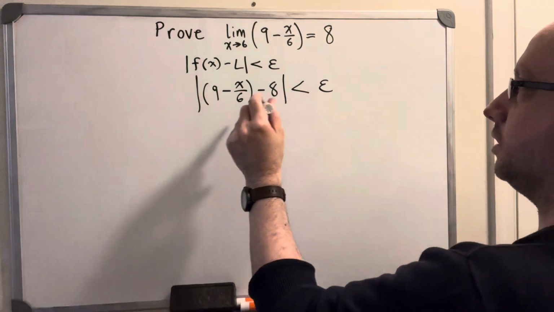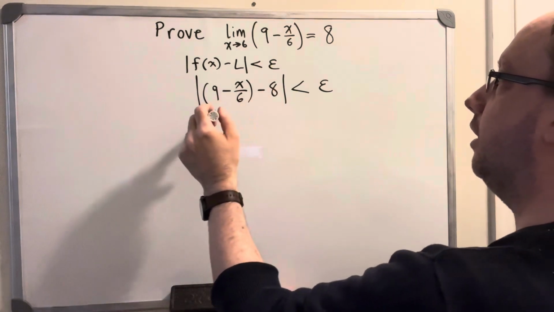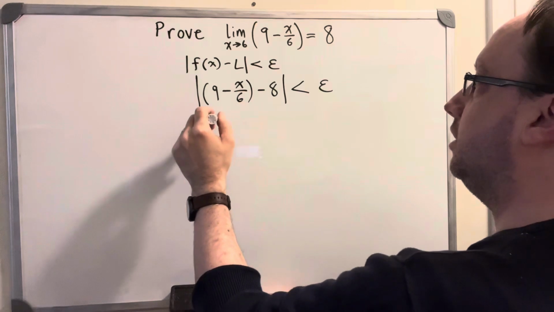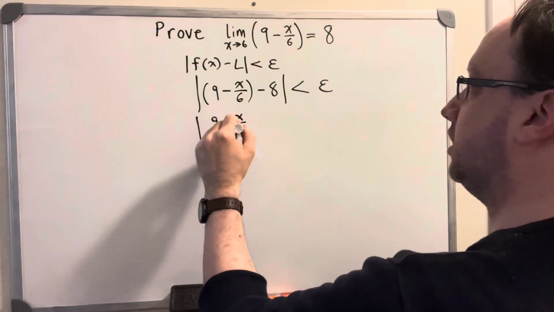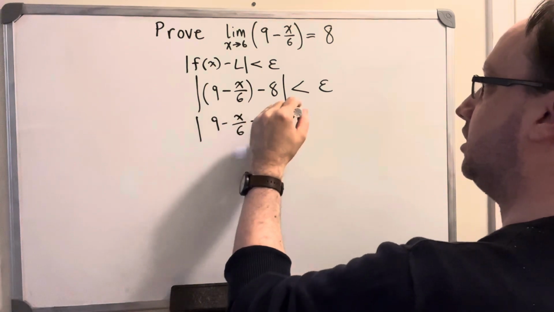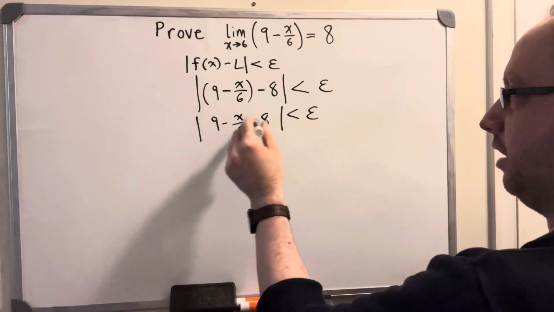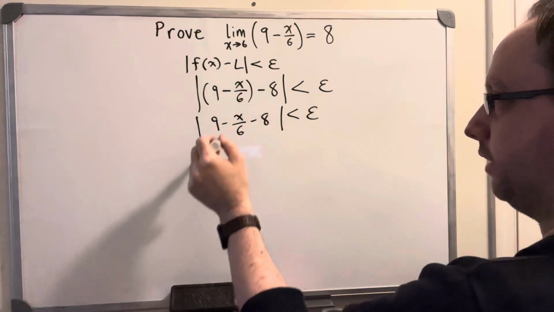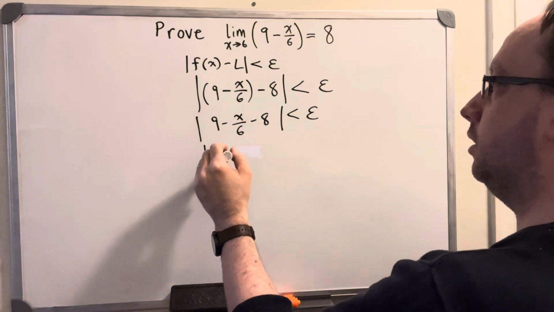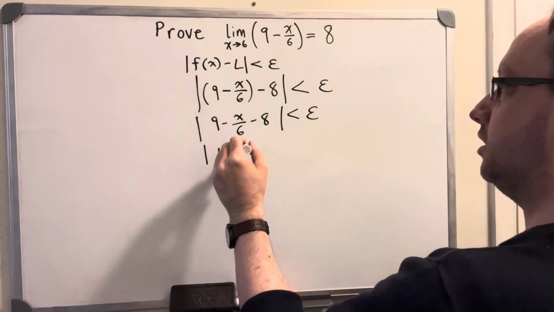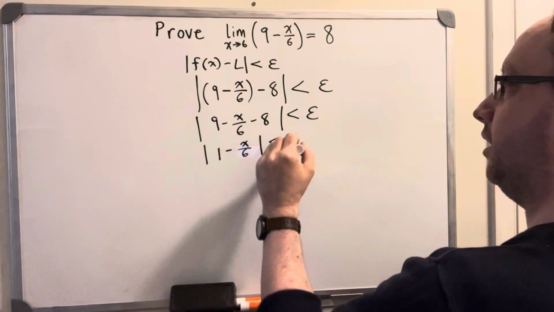So how do we do this? We start out by looking at the expression: what's 9 minus x over 6 minus 8? What can we do here? We have 9 minus 8. We can move that over. So we can say 1 minus x over 6 is less than some epsilon.